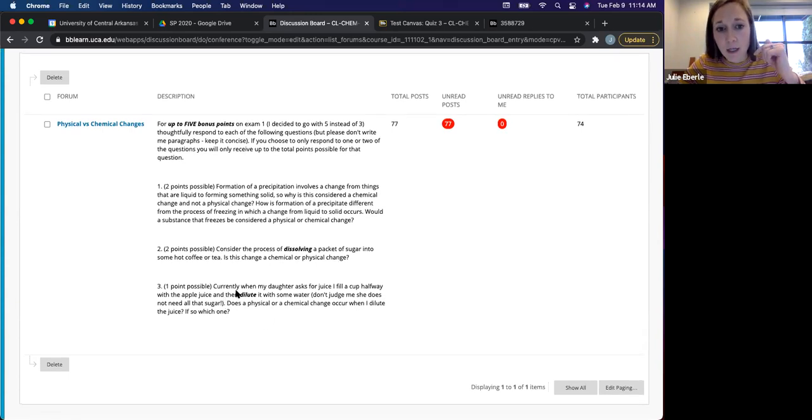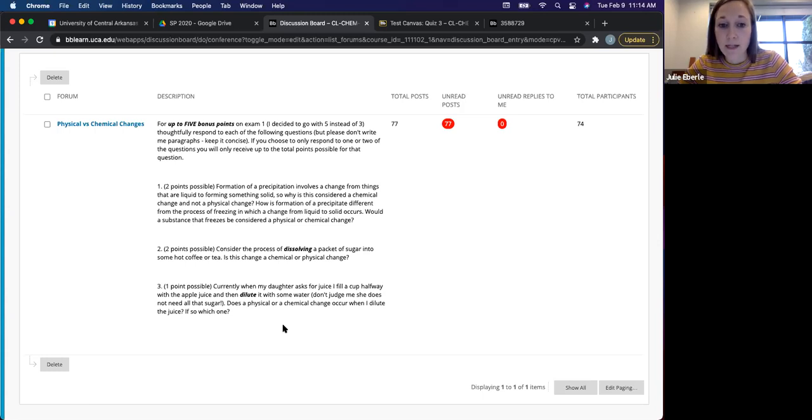Number three, currently when my daughter asks for juice, I fill a cup halfway with apple juice and then dilute it with some water. Don't judge me. She doesn't need all that sugar. Does a physical or chemical change occur when I dilute the juice? Juice is just the example. What I'm getting at is, is diluting things a physical or chemical process?